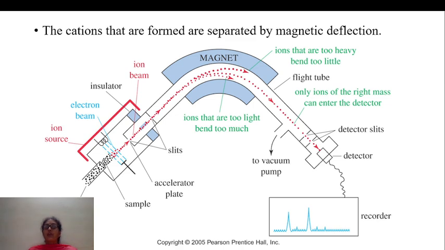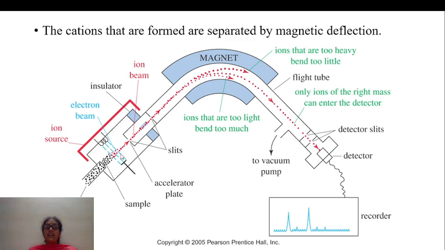The cations that are formed are separated by magnetic deflection in the mass spectrometer. This is the probe, which passes the ions. This is the ion source, the sample holder, where we place the sample. As the sample passes through the equipment, there is an electron beam, a beam of electrons. By using these electrons, the surface-charged amino acid molecules are ionized by accepting or donating electrons.